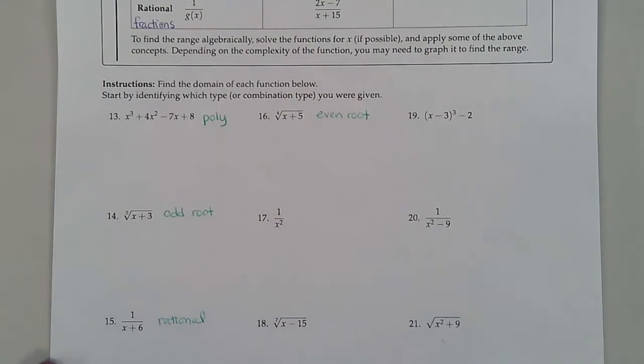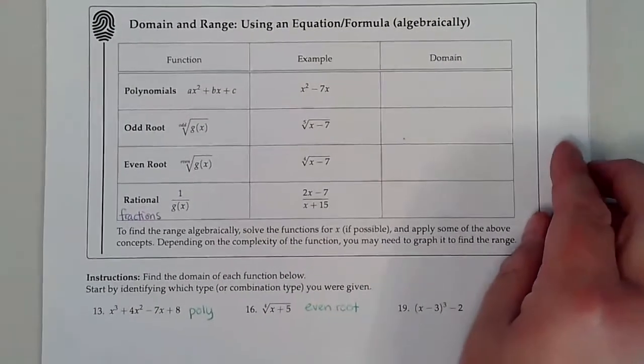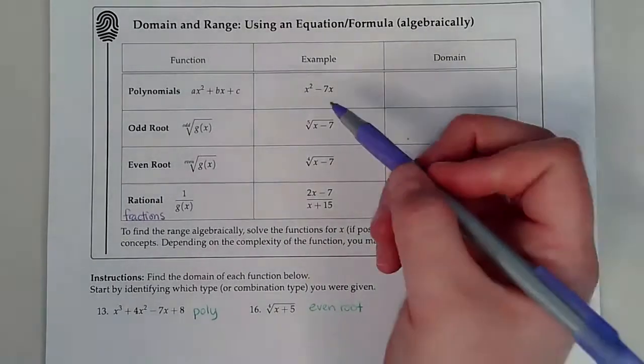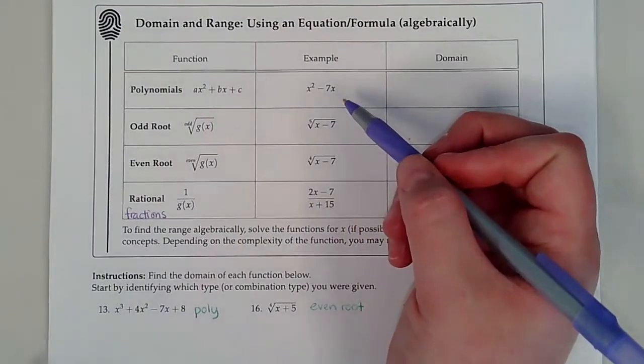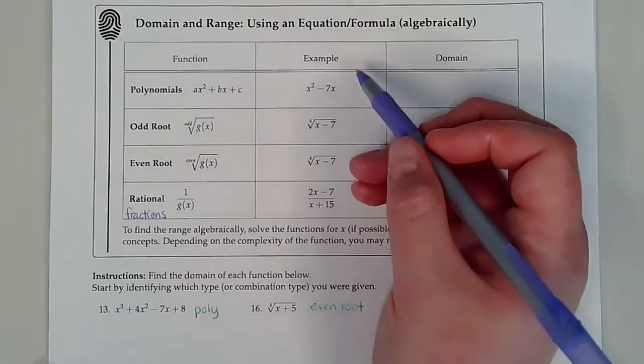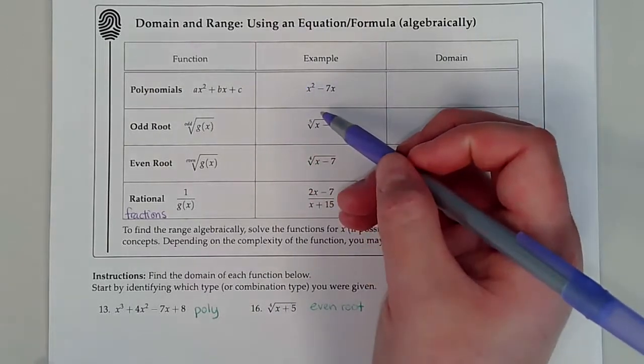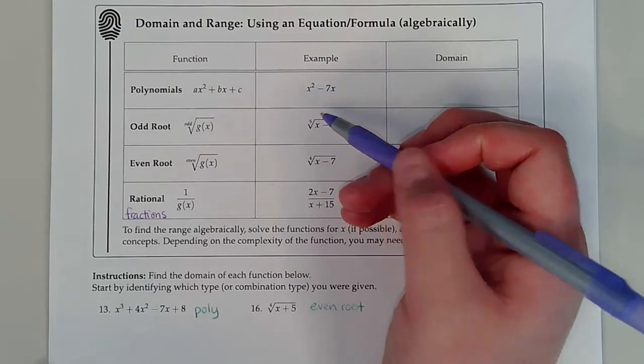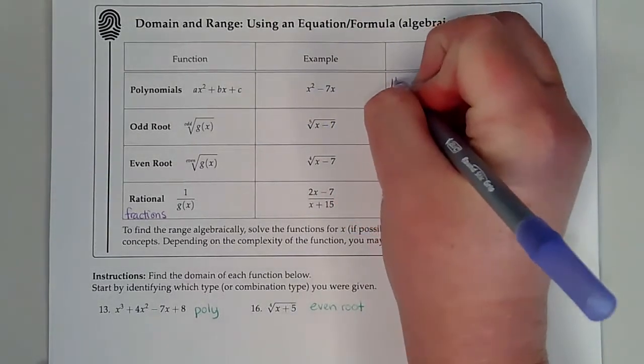All right, let's look at how to find the domain for each one of those classifications. So the polynomial, an example of that might be something like x squared minus 7x. And we could put any value of x in here and crunch that on our calculator and get an answer. So the domain for polynomials is all real numbers.